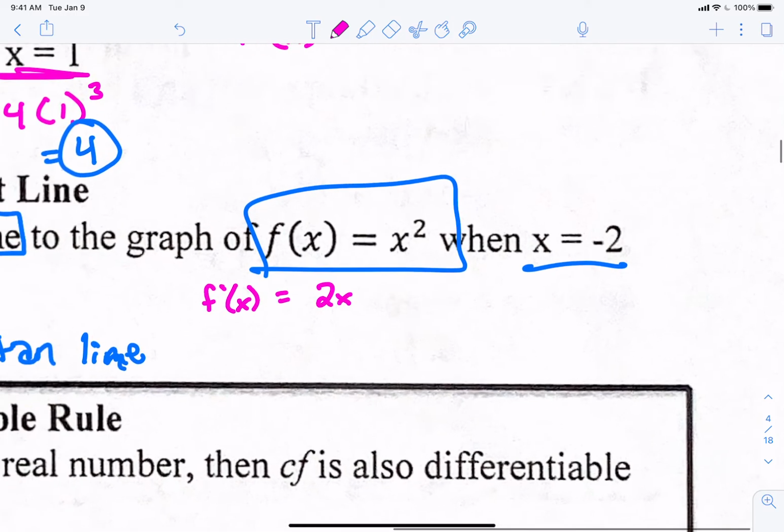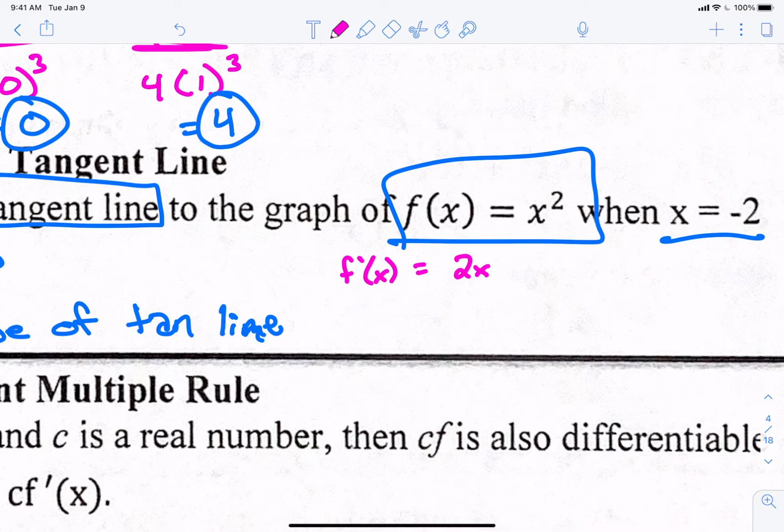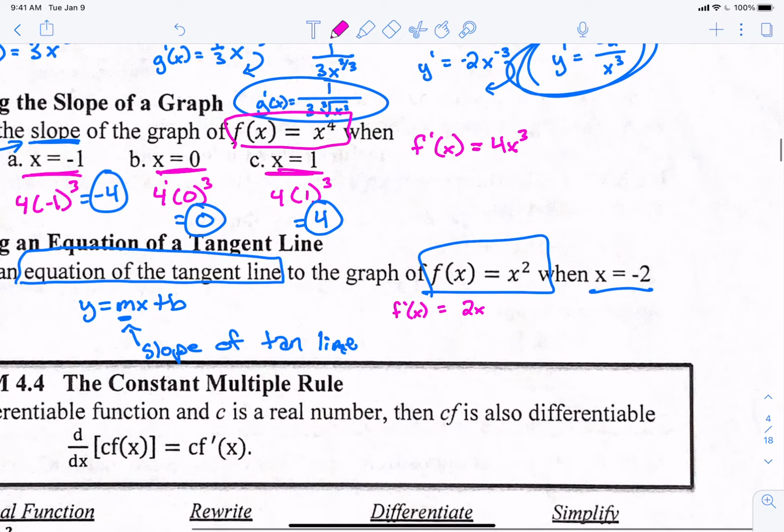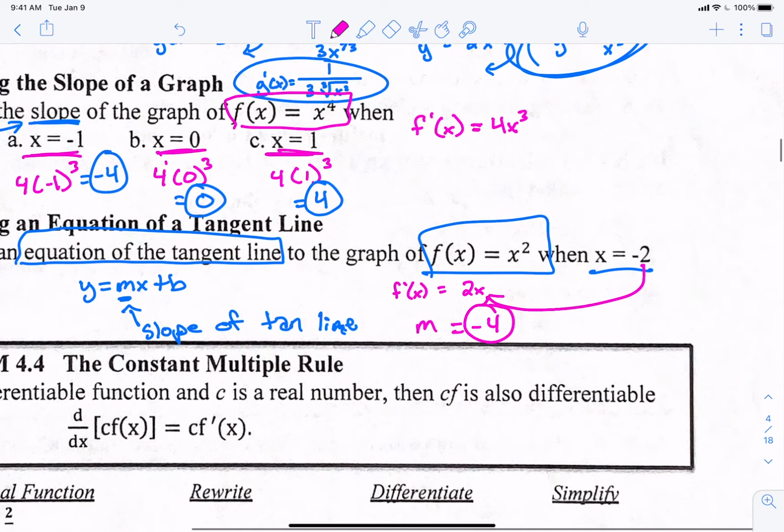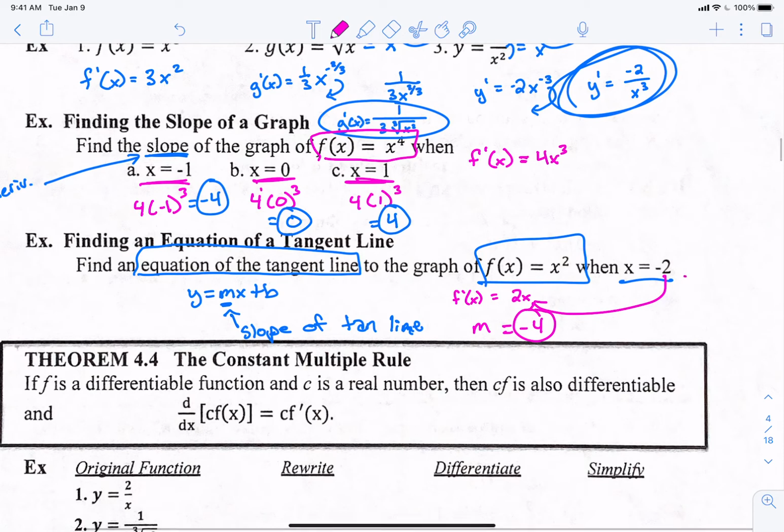But 2x is not a slope. I have to find the number for the slope. It's -4, but I have to plug -2 in there. So -4 is my slope. That's what m is, because the derivative is the slope of the tangent line. So at this point now, I have y equals -4x plus b.